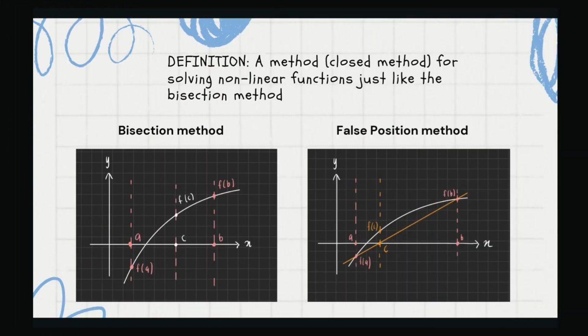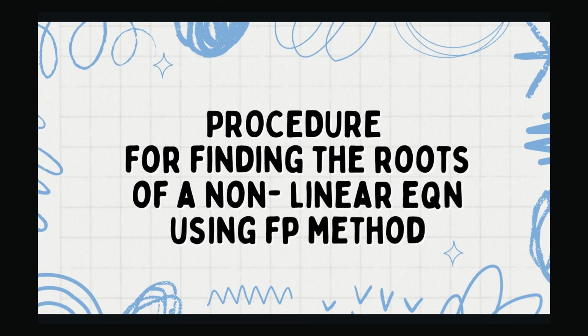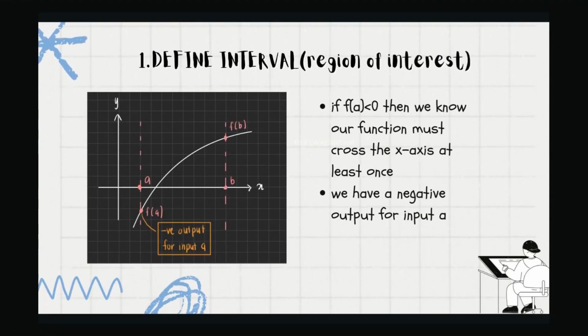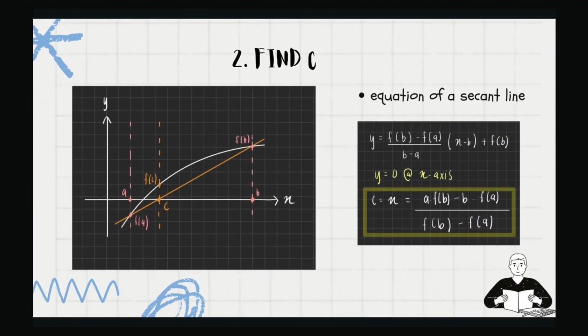The false position method could be defined as a closed method for solving nonlinear functions that is almost the same as the bisection method. To define the interval, if our output at A is less than 0, then we know that our function must cross the x-axis at least once. We have a negative output for input A. Next, to find C, we have to use the equation of the second line as shown in the picture.